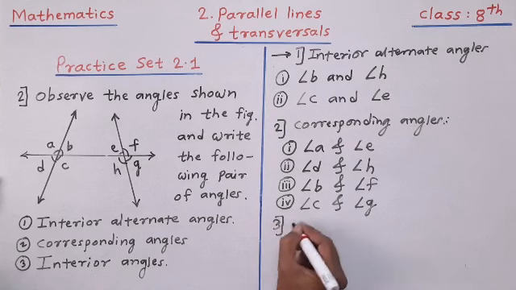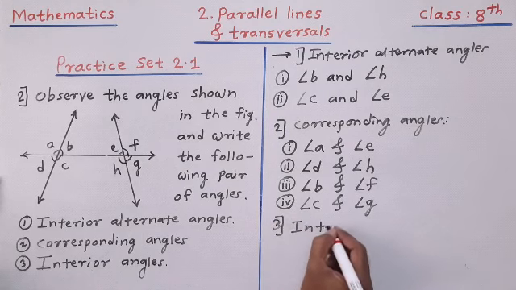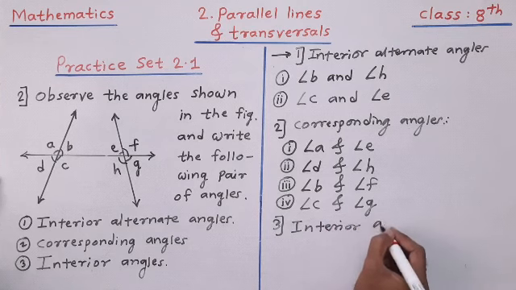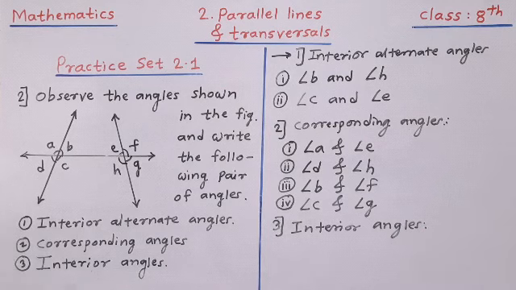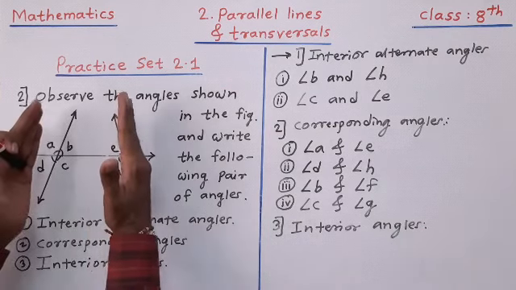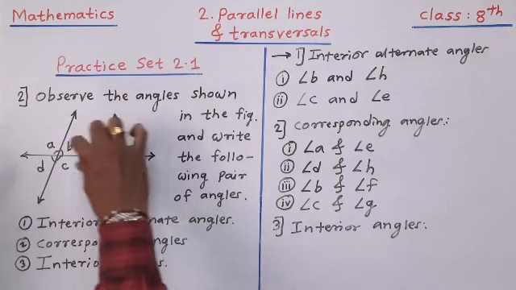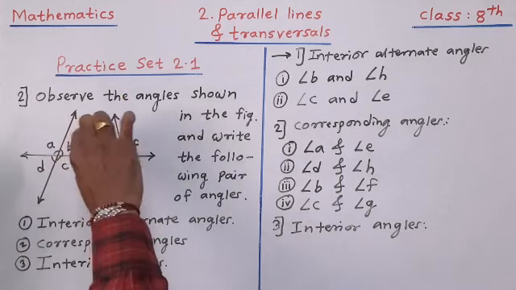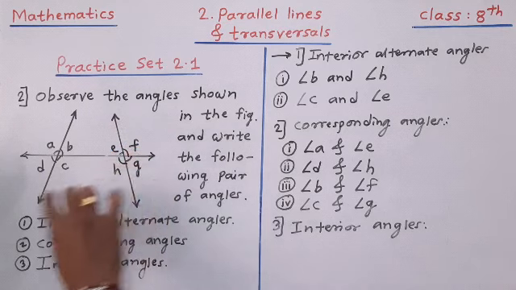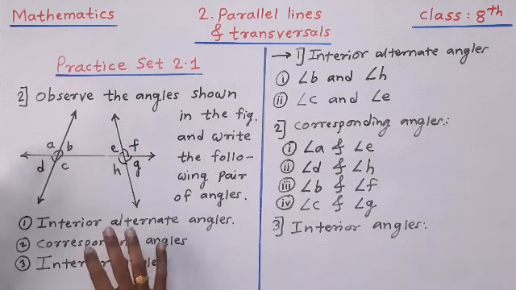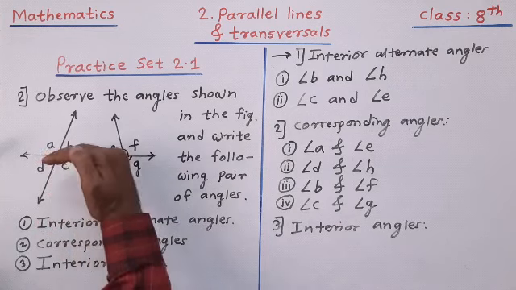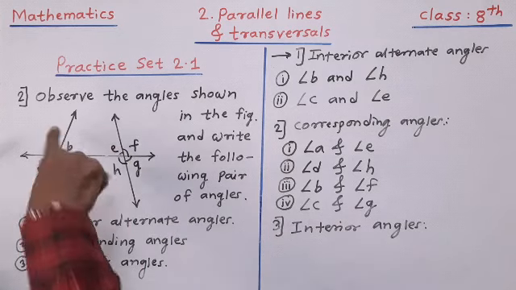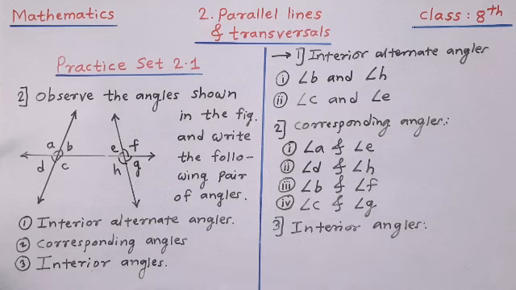Now the third type is interior angles. We studied that interior angles also have 2 pairs. Interior angles means within the 2 lines. On the transversal, within the 2 lines, we have to write interior angles here. These are not interior alternate angles; they are different. These are only interior angles, and they are on the same side of the transversal, not on the opposite side.